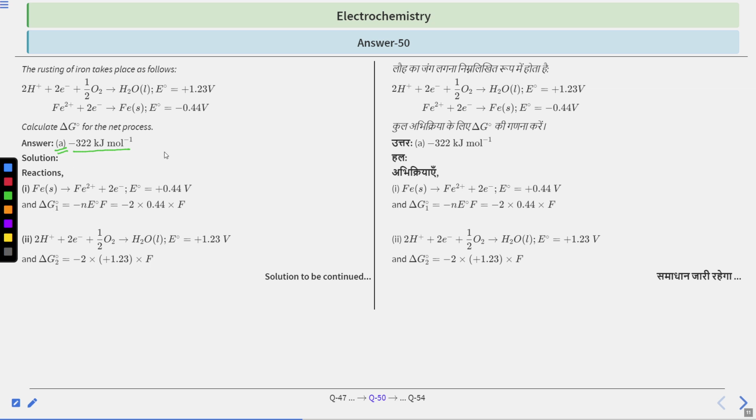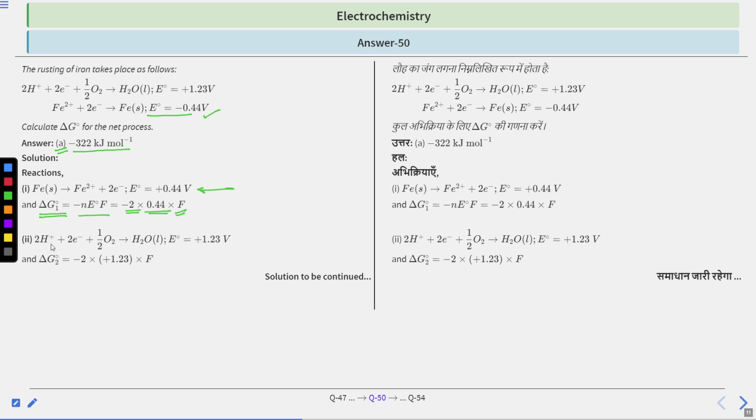So the reaction is Fe giving us Fe2 positive plus 2 electron, oxidation of iron. E naught for this process is positive 0.44. This equation we have given in the question also, but it is in reverse form. So we just write the Fe on the left hand side and Fe2 positive plus 2 electron on the right hand side. So E naught will also get reversed. That means minus will become plus. And del G1 naught for this equation will be minus n E naught F. Let's put the value. n is 2, 2 electrons are lost. E naught value is 0.44 for this process. F is the Faraday constant.